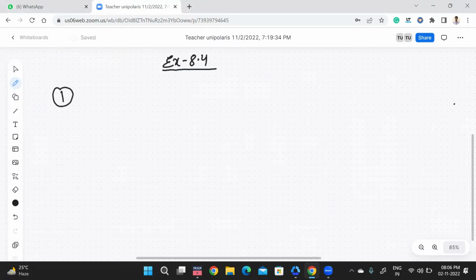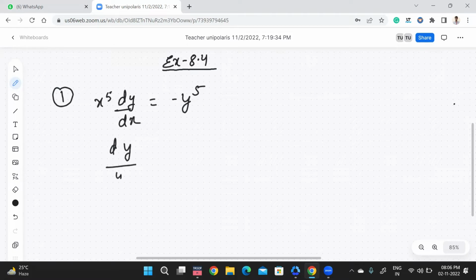So the first question is x cube, is it x cube? This is kind of blurred. x raised to the power 5 dy over dx is minus y raised to the power 5. So this is now pretty easy for us. We can just separate the variables as dy over y to the power 5 plus dx over x to the power 5 equals 0.